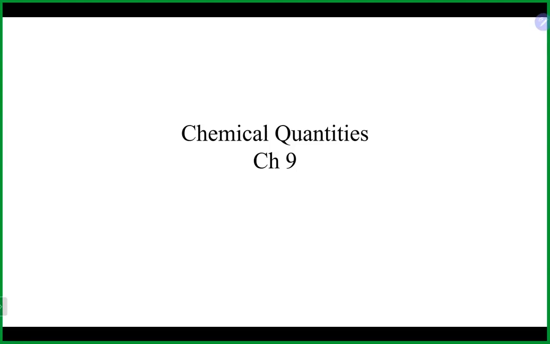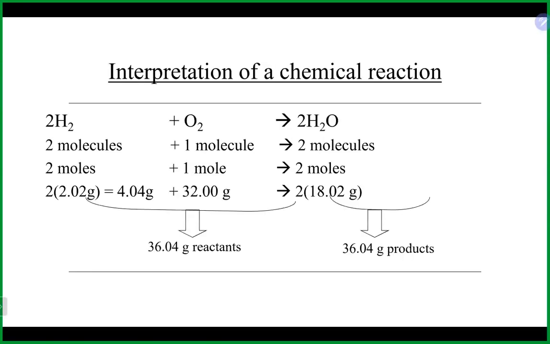We can use the equation to calculate how much product we can make. We can also use it to calculate how much reactants we started with. This is really what is referred to as stoichiometry, and we're going to talk about those types of calculations.